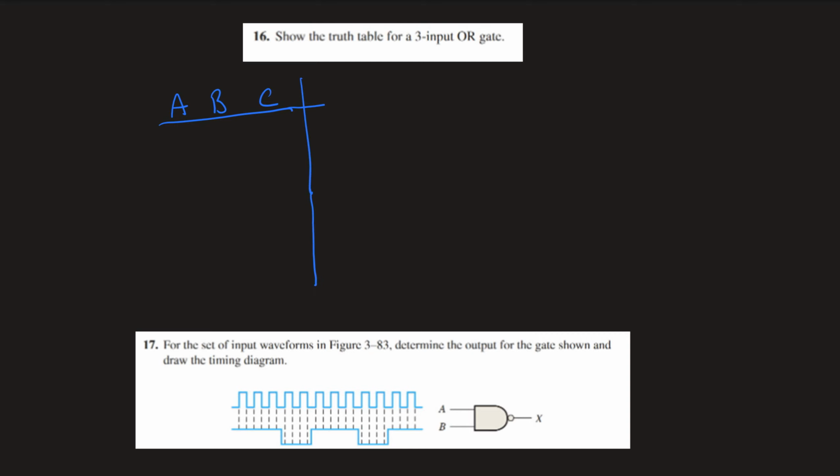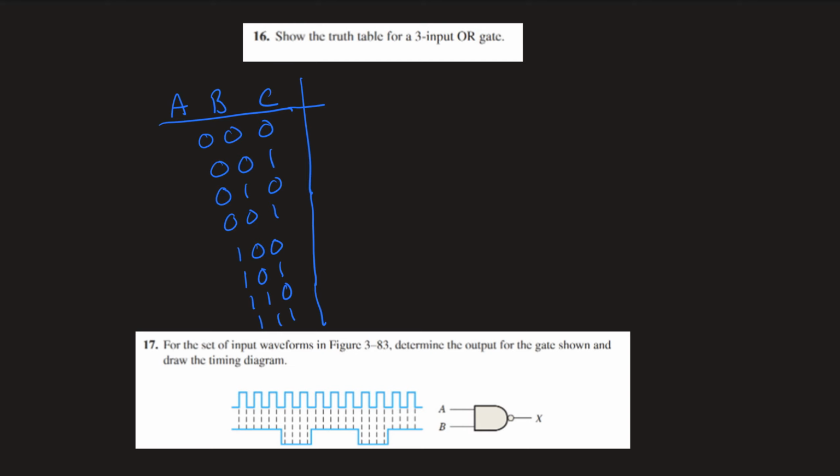Alright, so we would have 0, 0, 0, 0, 0, 1, 0, 1, 0, 0, 1, 1, 1, 0, 0, 1, 0, 1, 1, 1, 0, 1, 1, 1.